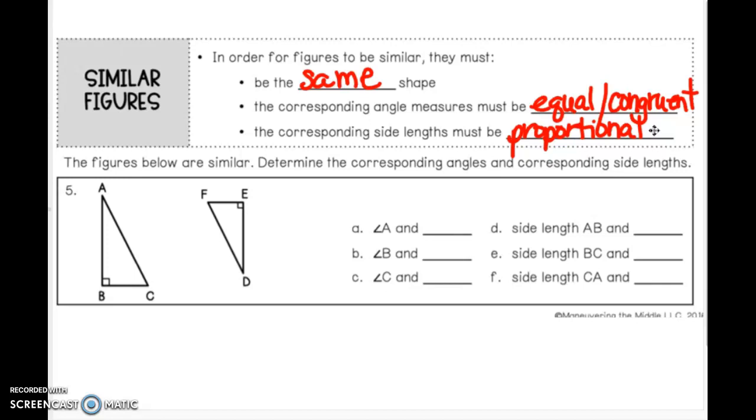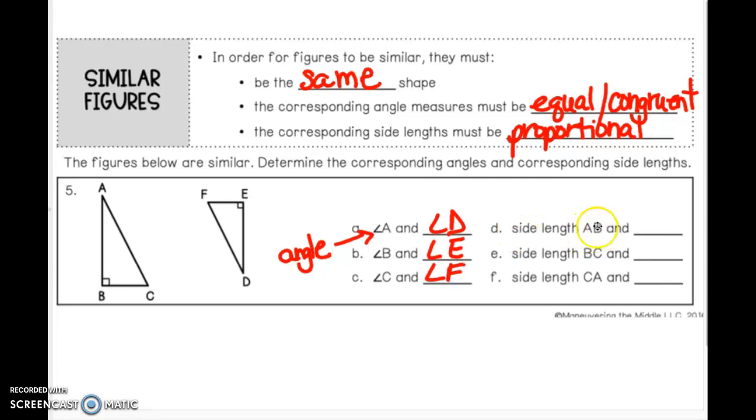Number 5 down here, the corresponding angle to A, these are oriented differently, is angle D. Angle B, which is the one with the right angle, corresponds to angle E. And remember, this symbol means angle, just to remind you of that. And angle C is obviously not the pointy one. It's the same as angle F. So those correspond to each other.